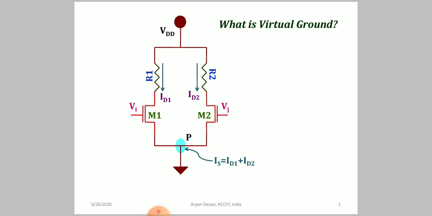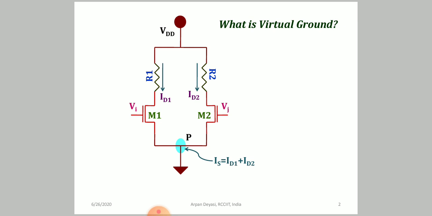Why? Because the sources of both the MOSFETs are connected to the point P. So the summation of the currents flowing through the MOSFETs should be equal. I am not saying that the individual currents should be equal. No, not necessary. They will be equal if all the parameters of M1 and M2 are the same, R1 equals R2 and Vi equals Vj. But whatever be the values of Vi or Vj, you should consider that the sum of ID1 and ID2 should be equal, and that's very, very important when you go for the analysis part.